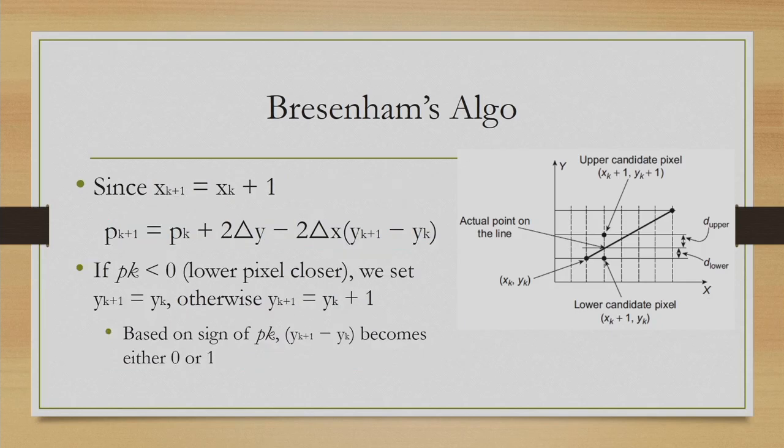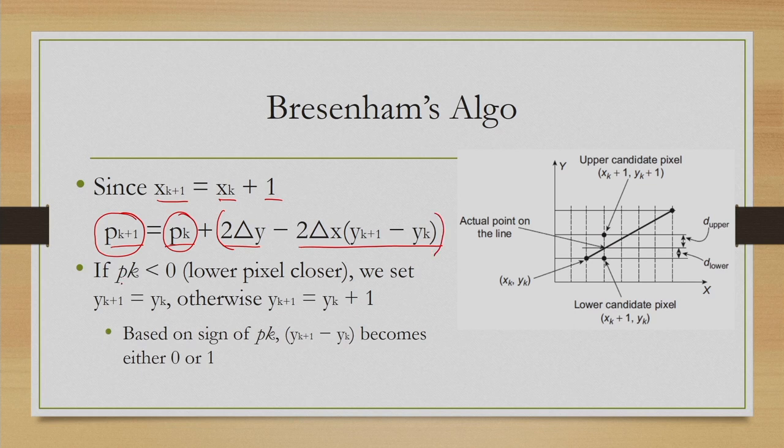Now, we know, because we are dealing with a pixel grid, that xk plus 1 is essentially xk plus 1. So, we can rearrange and rewrite the expression as pk plus 1 equal to pk plus twice delta y minus this term. That means, the decision variable at k plus 1th step is given by the decision variable at kth step plus a term, this entire term.